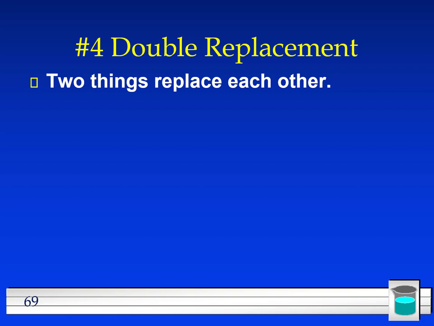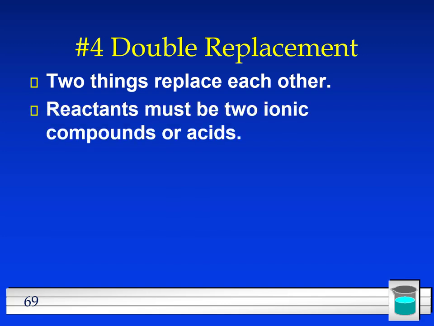So you start off with compounds. They have a partner. And then the partners switch. Okay, the partners switch. So everybody's got a positive and negative piece. At the end, you got a different positive next to a different negative. They replace each other. So my reactants have to be things that have partners. So I need two compounds as my reactants.